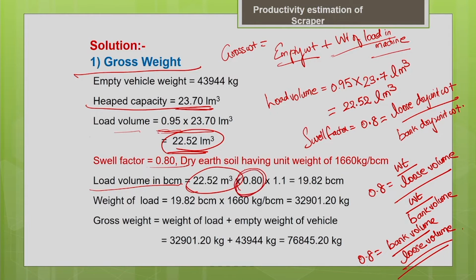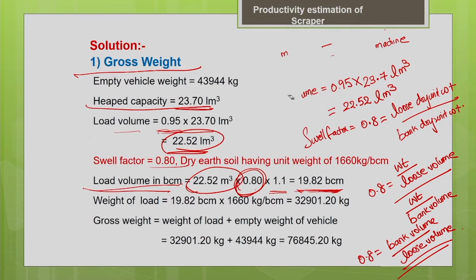factor 0.8. So, now you have to increase the swell factor by 10% as we discussed earlier, because it is pusher loaded scraper. Because of the additional compaction effect on the material inside the bowl, your unit weight will increase. So, you have to increase the swell factor by 10%. So, that is why I have multiplied it by 1.1. So, now you get the answer as 19.82 bank cubic meter. Okay, the load volume in bank meter cube is 19.82.